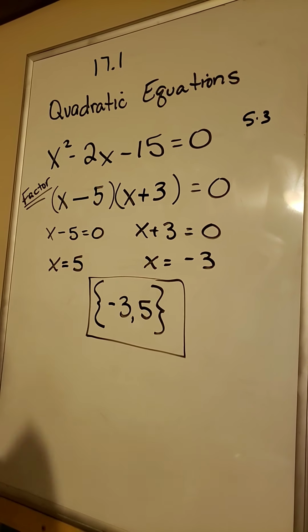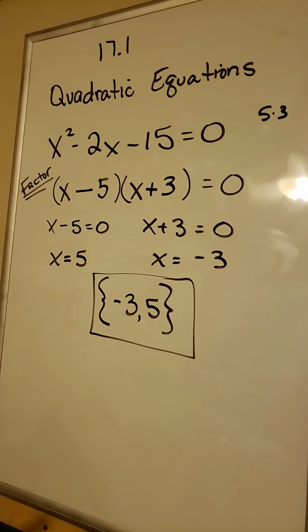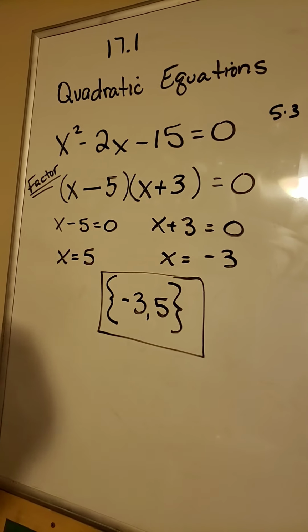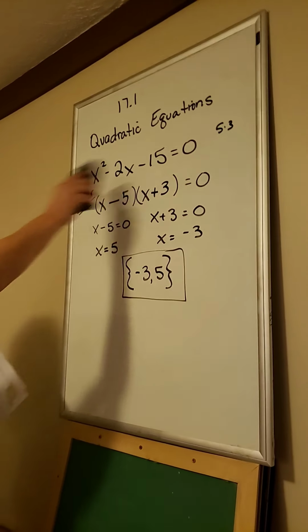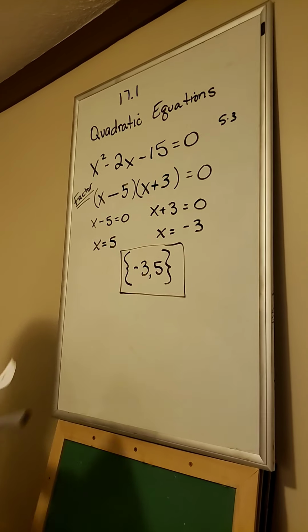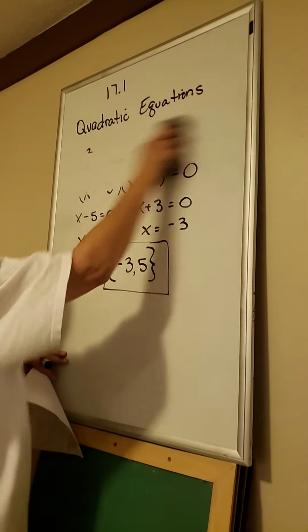So, you've been doing various parts of this for quite some time. It's just a different way of pulling it together now. And you don't have to check for extraneous solutions because these equations do not have radicals in them. Okay, let's look at our next one.